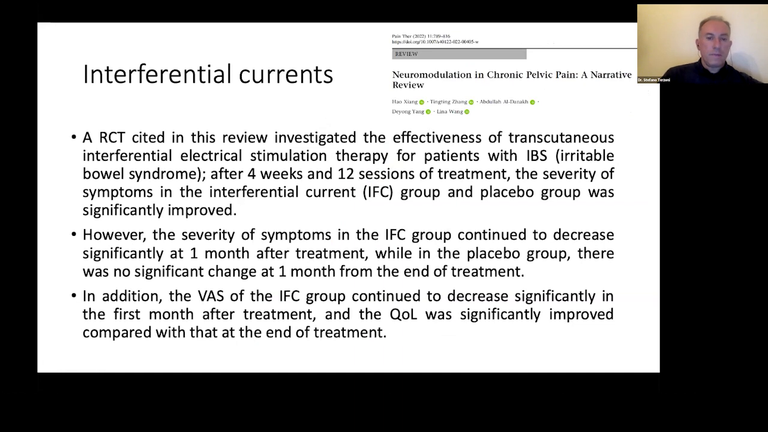As regards their characteristics, a recent review has cited several randomized controlled trials in which some applications have been attempted. For instance, one of them has studied the effectiveness on pelvic pain related to irritable bowel syndrome, IBS. After 4 weeks of 12 sessions of treatment, initially the treatment and placebo group were comparable, but the severity of symptoms continued to decrease only in the interferential current group at 1 month after the treatment, and it went on decreasing over time. So this is a long-lasting effect, which is of particular interest.